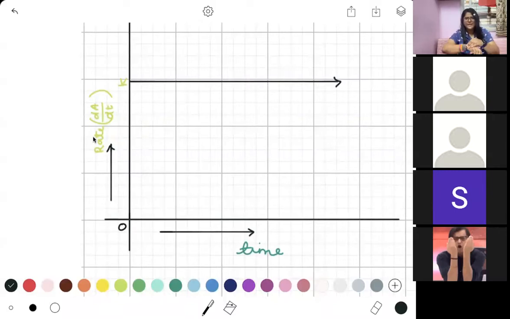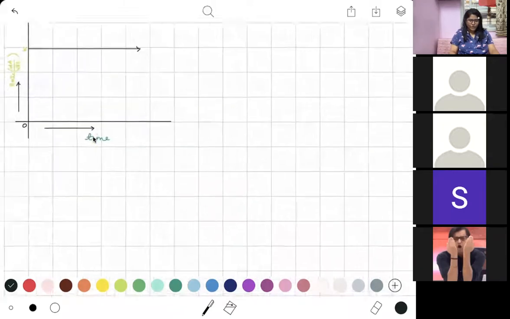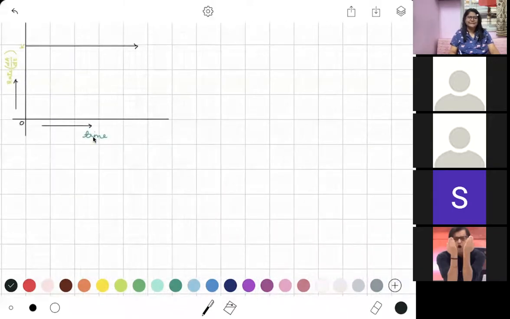Yes, did someone just unmute themselves or say something right now? Yes, ma'am. This part, tell me. Ma'am, we want some notes so that we can refer to them afterwards. So how can we write some notes? You could basically copy all the things that are there on the screen.